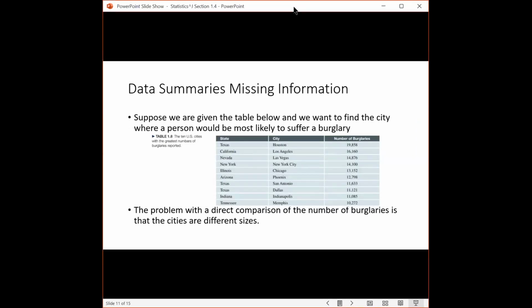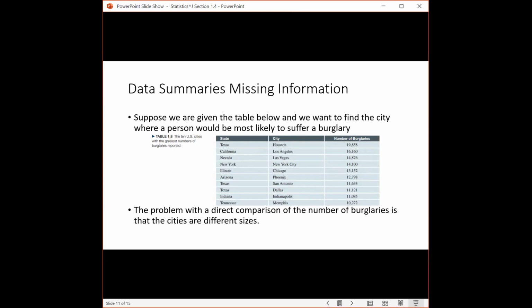All right, let's change gears here and look at a different type of problem. Suppose we're given the table below, and we want to find the city where a person would be most likely to suffer a burglary. Okay, so you've got your table here, it's got the cities, and it's got the number of burglaries. Can we go through and just pick out the city where you'd be the most likely to suffer a burglary just by looking at the number of burglaries?